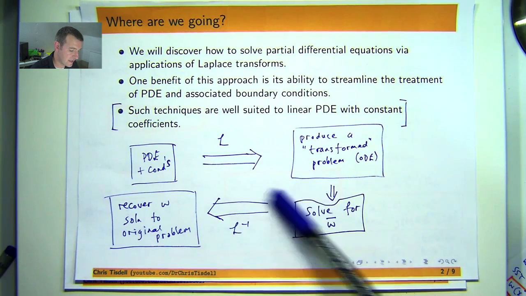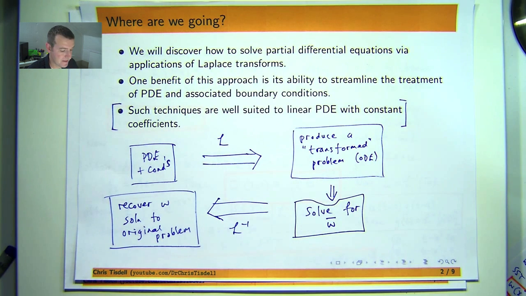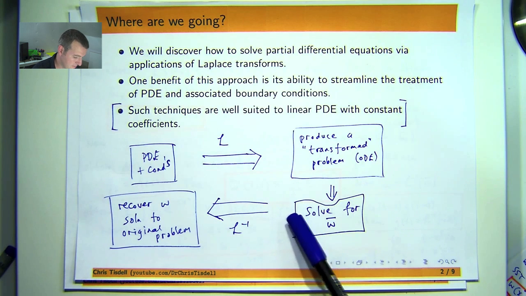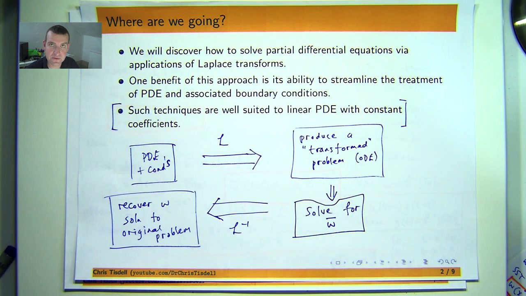So going from here to here, tables are useful. Okay, sometimes you can compute inverse transforms without tables, for example using residues from complex analysis. But in this presentation I'm just assuming that you're working from a table.